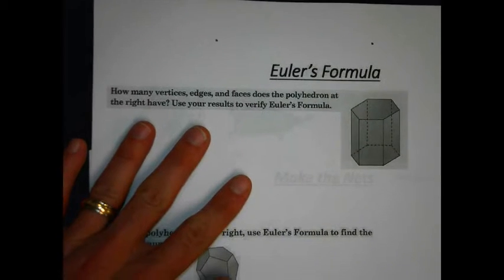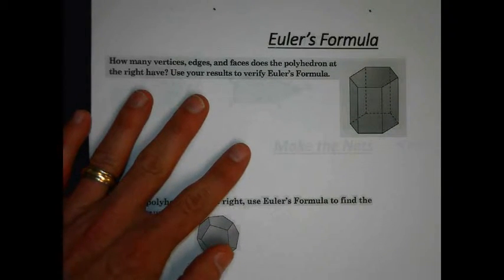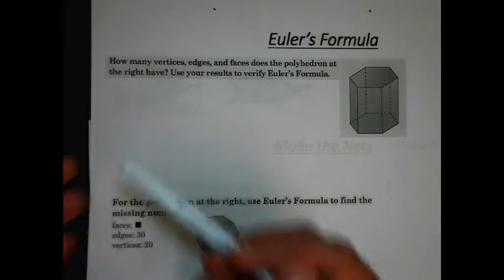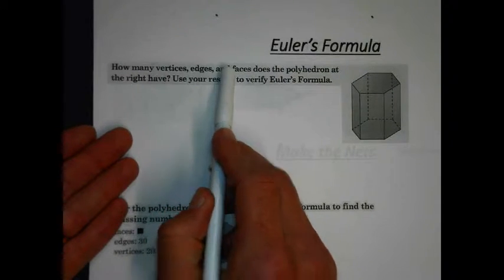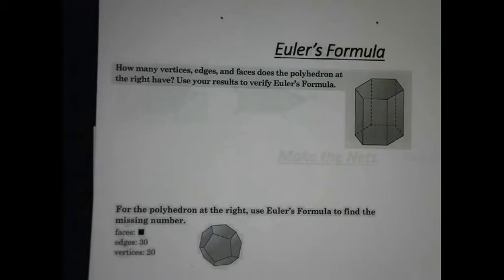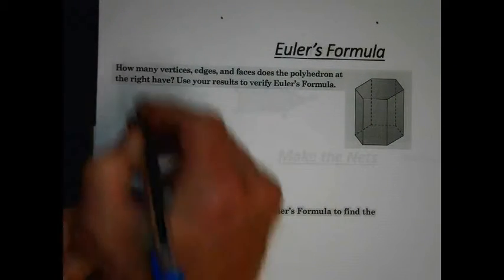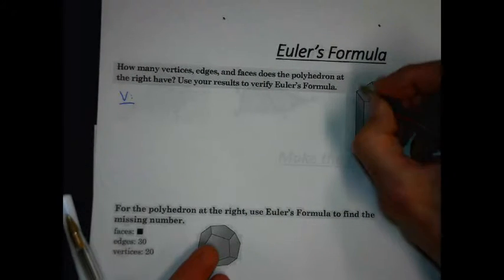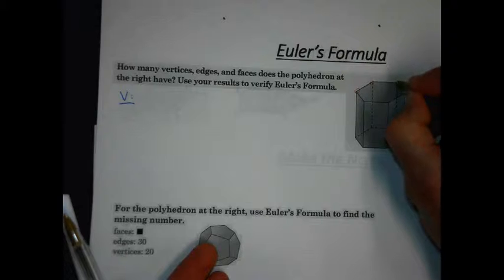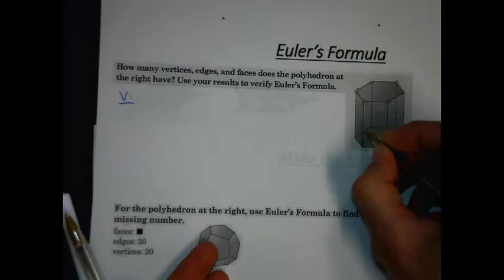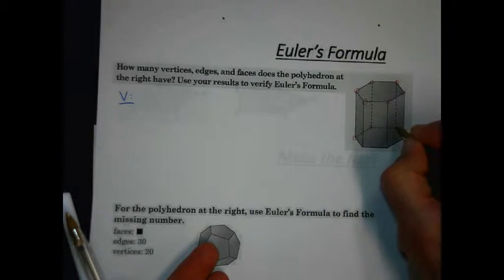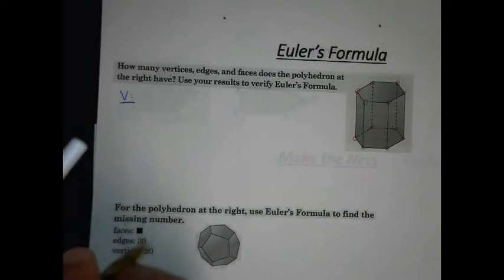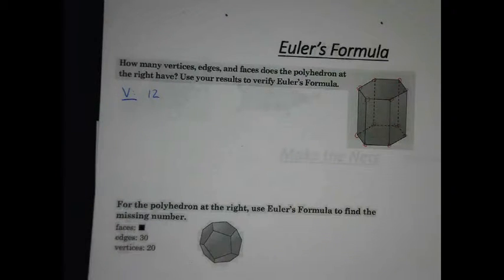Now we're going to make this crazy looking polyhedron, and we're going to see if Euler's formula pans out. Okay, so the question here is, how many vertices, edges, and faces does this polyhedron have? And then we're going to verify Euler's formula. So just like we did in the previous lesson, we're going to count the number of vertices first. Okay, so we have 1, 2, 3, 4, 5, 6 pointies there, 1 in the back, 2, 3, 4, 5, 6 pointies there. So that's 12 vertices.